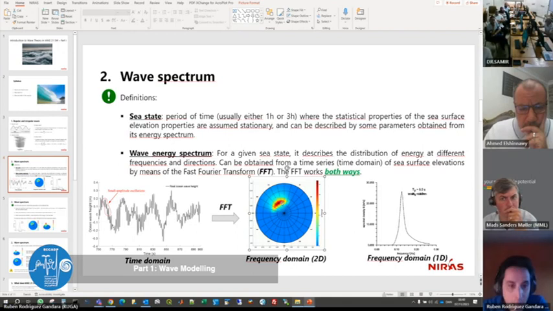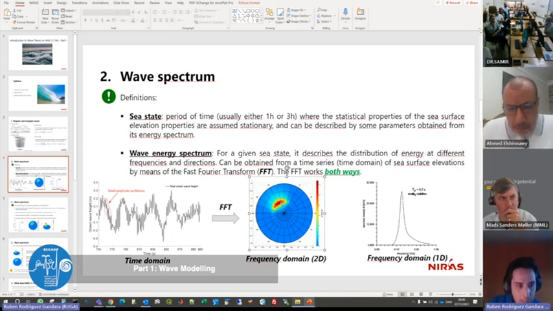And last but not least, I told you that a wave spectrum can be obtained from a time series of measured sea surface elevations by means of the fast Fourier transform. And likewise, starting from a spectrum, you can apply the inverse of that fast Fourier transform and get a time series. So both concepts are interconnected.